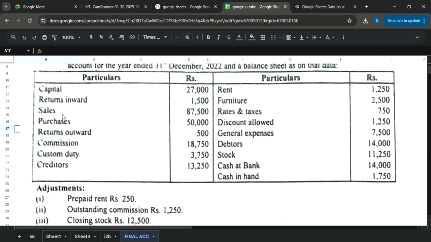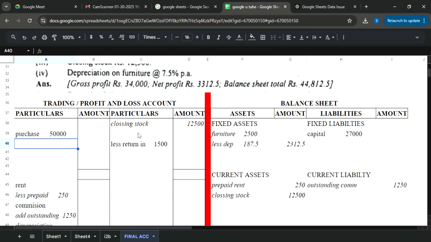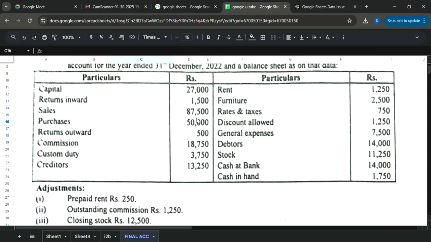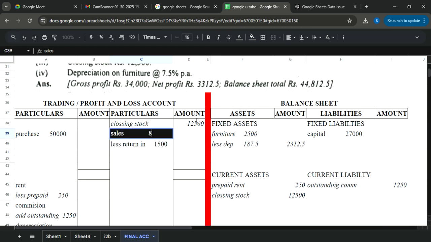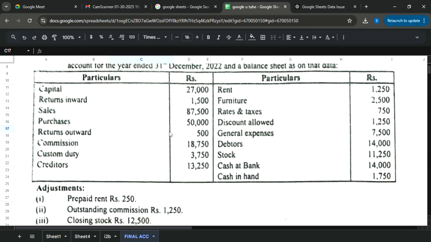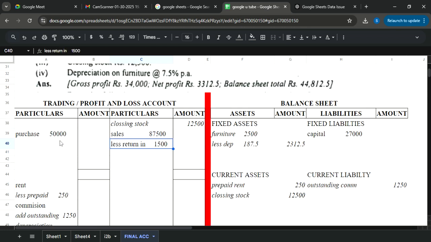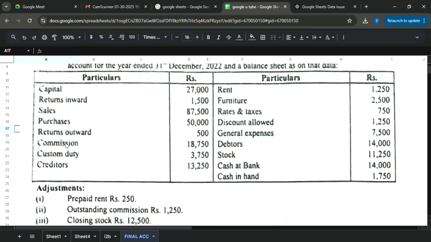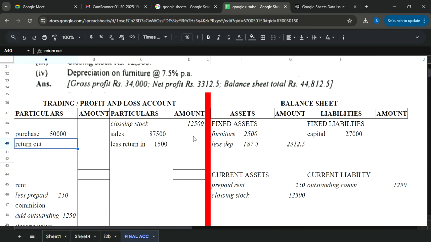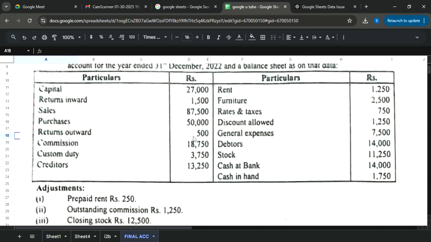We have sales. Come over here and write down sales. We will now see the amount of sale is 87,500. Write it down. Then we have return outward. Return out means purchase return, and the amount of return out is 500. Write down 500. After which we have commission, 18750.